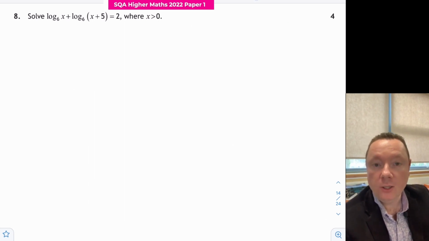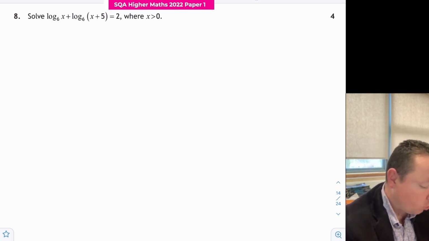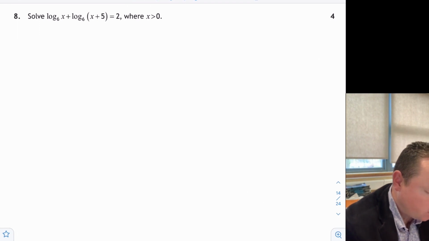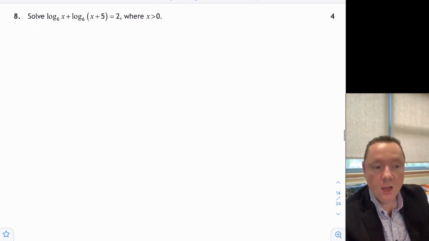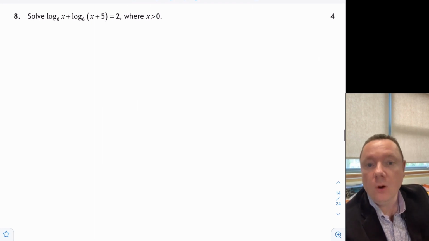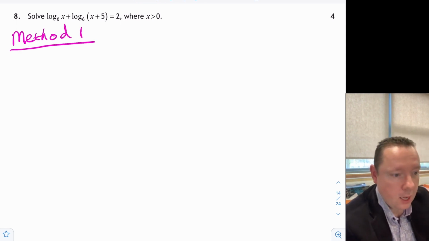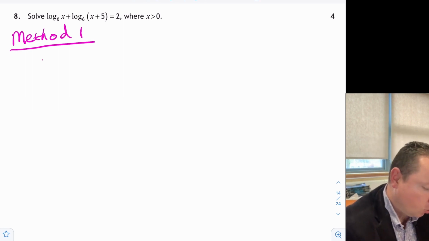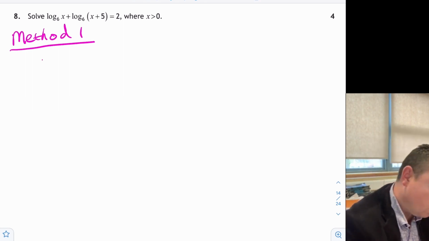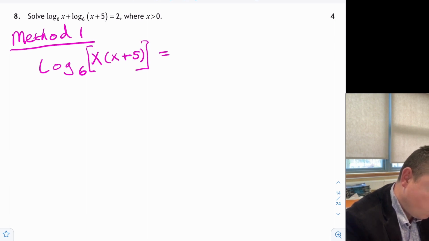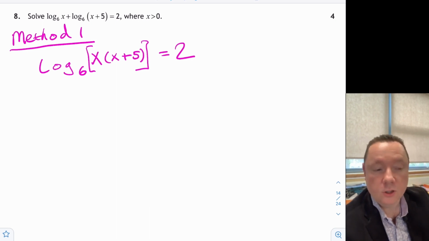SQA Higher Maths 2022 Paper 1 Question 8. Solve log base 6 x plus log base 6 x plus 5 equals 2 where x is greater than 0. So a couple of different methods you could have used here. So I'll go through the alternatives for you. Let's call this one method 1. And the first method is to combine the two logs. The plus is one single log. So we could write that as log base 6 of x times x plus 5 equals 2. And there's your first mark there.